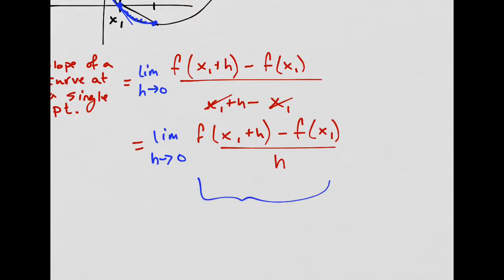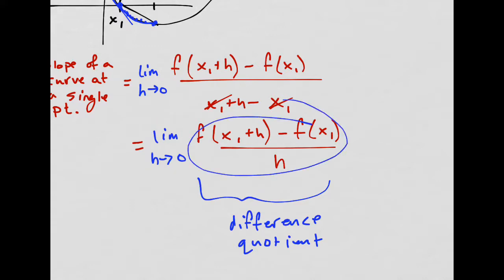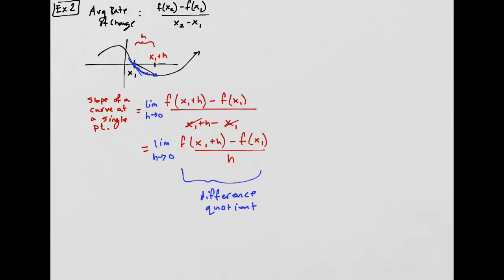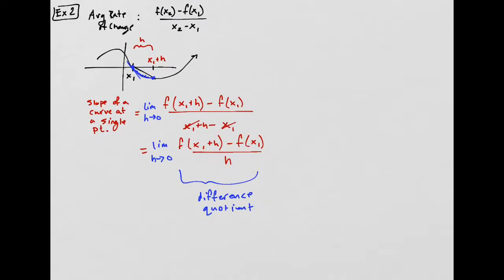And this stuff in red right here is called the difference quotient. This is actually the limit definition of the derivative. If you take the limit of the difference quotient, you get the derivative. And the derivative always tells you what? Everybody would say, the slope of the tangent line. Or you could say, instantaneous rate of change. Either one of those.